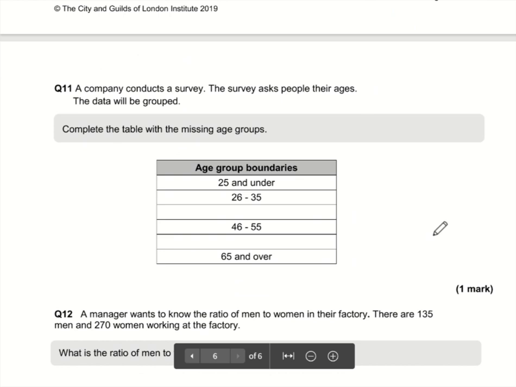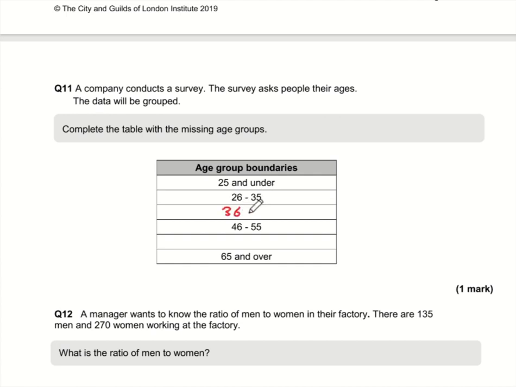Question number 11. So 25 and under, so it includes 25, so 26 is the start of the next one going up to 35. So 35-year-olds will be in this one. So the next one must be 36 up to, well, one less than 46, which is 45. 55s are in this bracket here. So 56 is the start of this range. But this is the only one where the 65s are in this category. So this will have to be take away 1 from 65, which is 64.